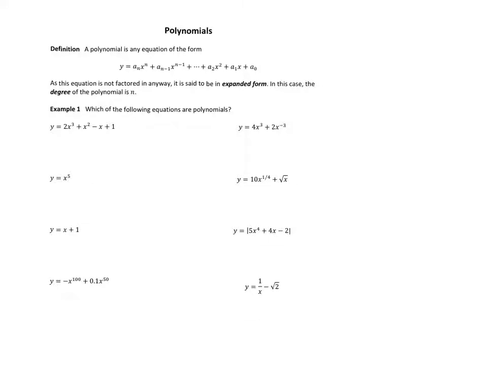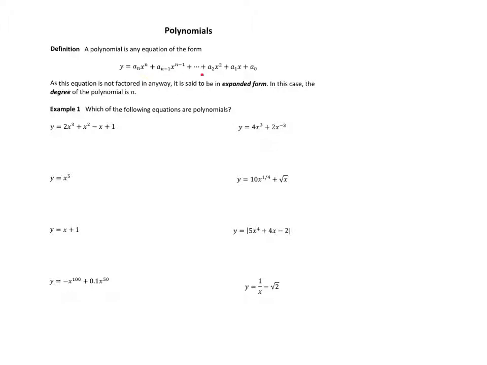A polynomial is any equation that has this form. And while this form looks quite complicated, it's trying to convey something simple. So it's anything that has x's to integer powers, perhaps multiplied by numbers, which I'm calling a sub 2 or a sub 1, and you simply add all of those things together. And this dot, dot, dot just means it can be quite lengthy. There can be many, many terms.